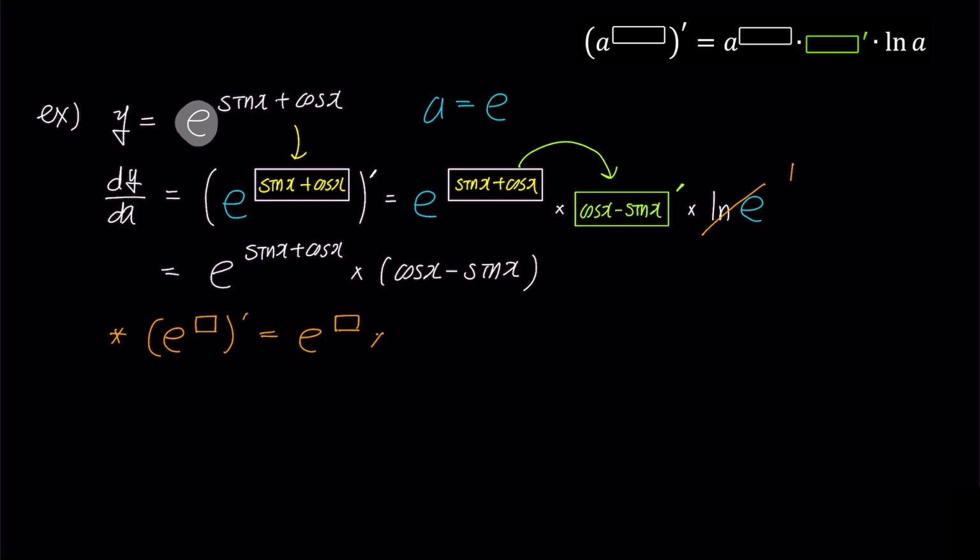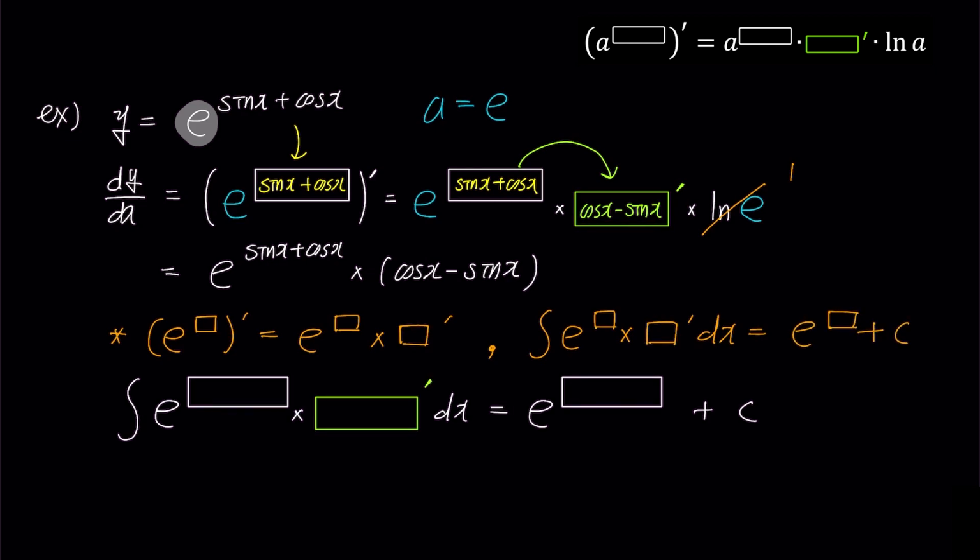To summarize, we found that the derivative of e to the power of box is e to the power of box times box prime. Now, what happens if we integrate e to the power of box times box prime? Naturally, we should get e to the power of box. Let's use the derivative we just found to perform the integration. Putting sine x plus cosine x in the left box and cosine x minus sine x in the box prime, the integral simply becomes e to the power of sine x plus cosine x plus c, where c is an arbitrary constant of integration.